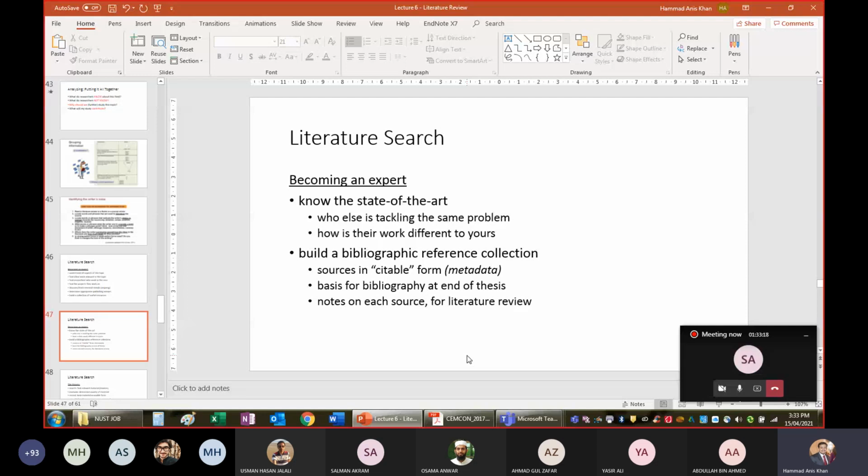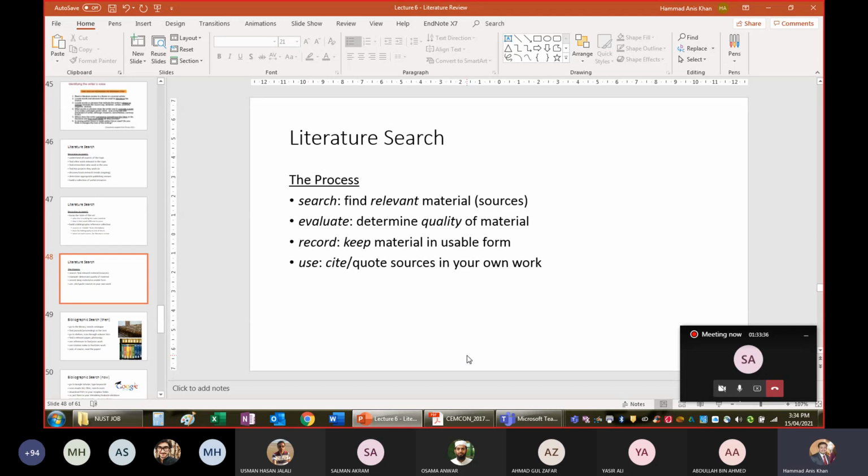You also build up a bibliography, or references, of all the citable data in the form of metadata in a certain software, and you create a bibliography at the end of your thesis, and notes on such sources for the literature review. In the end, the process is: you search, you find the relevant material, you evaluate and determine the quality of the material, you record and keep the material in a usable form, and you cite the sources in your own work. This is the process of the literature review.